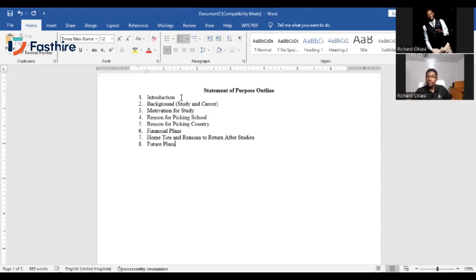So usually it follows an introduction, and after the introduction, you want to talk about your background, both study and career wise. And from then, you need to move over to the reason why you want to study the particular course, right? So, what is motivating you? Is it career related? What exactly is your motivation?